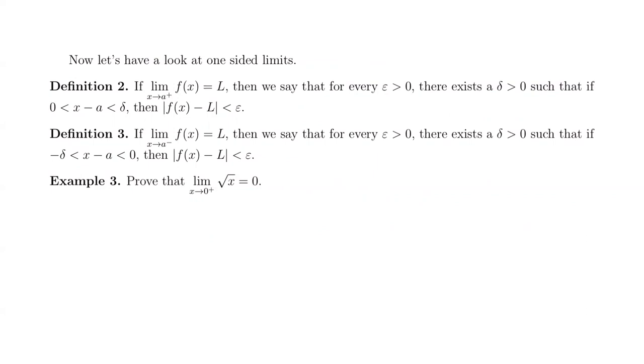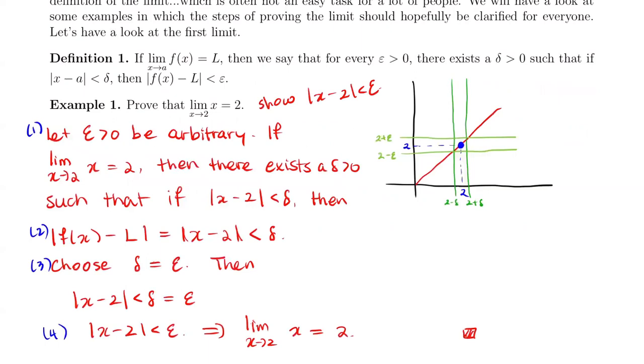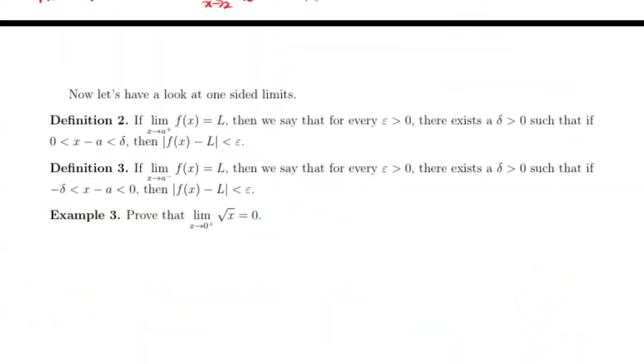Previously I did not include the delta because it should be obvious that it's going to be greater than 0. But this time, since we're only working with one-sided, I don't need the absolute value. That's why we have to make sure it's greater than 0 this time. So if 0 is less than x minus a is less than delta, then the distance between f of x and L is less than epsilon.